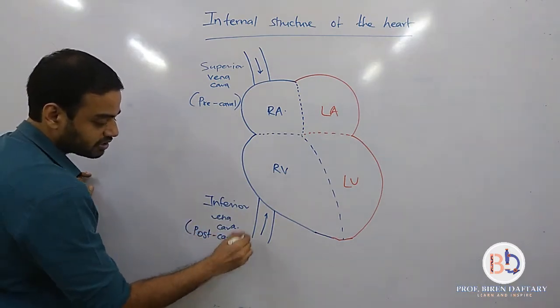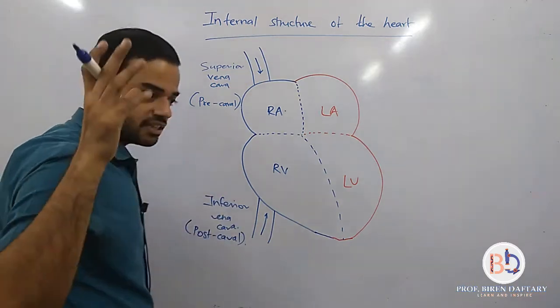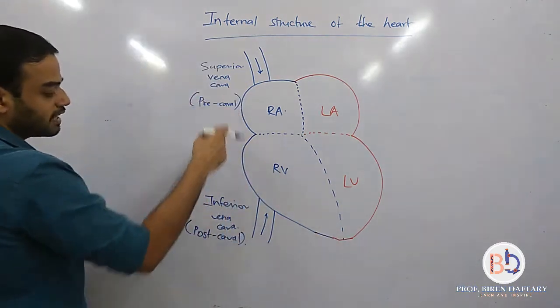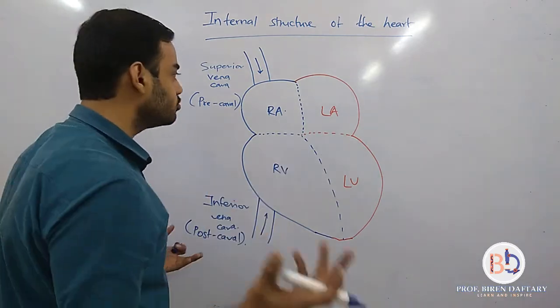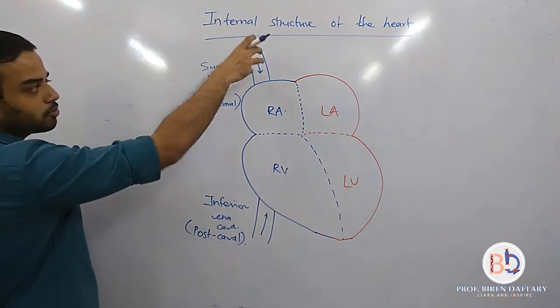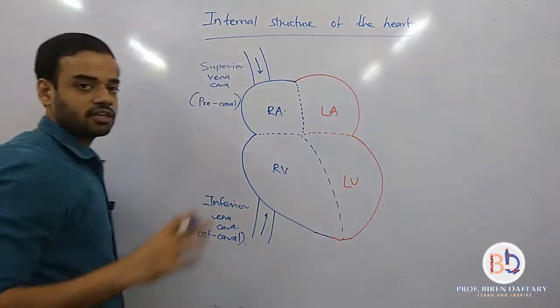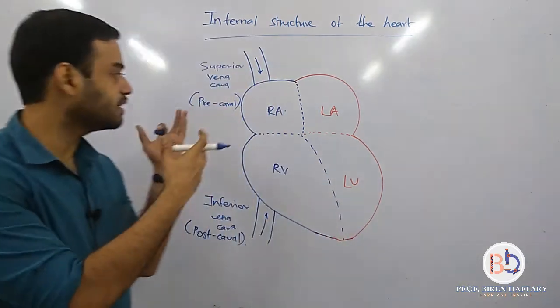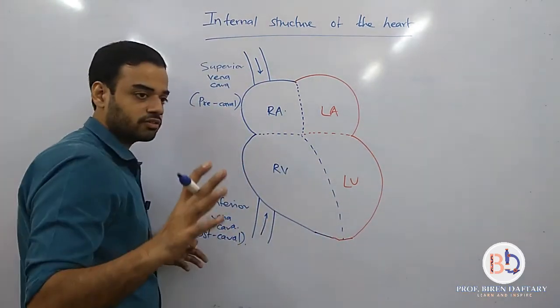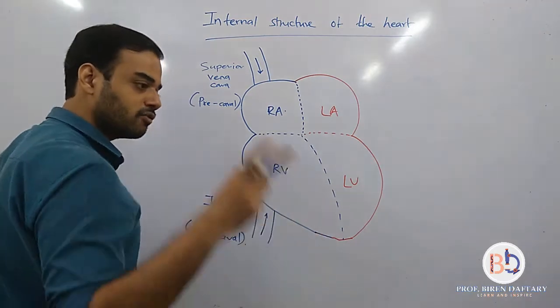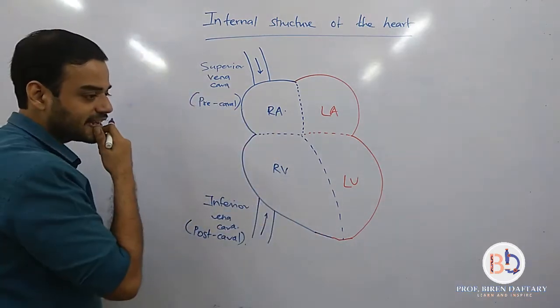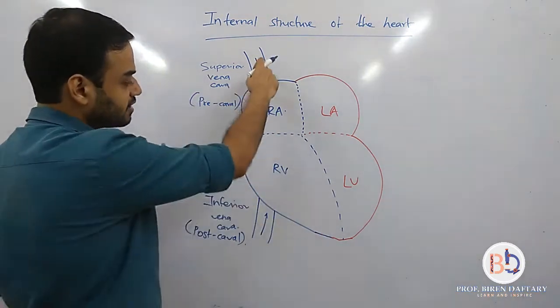See, I am using these words because in your textbook, in the internal structure, they have written precaval and postcaval. So you can use any word. If you want to write about this vein, you can write superior vena cava or you can write down precaval. Similarly, here you can use any of the words. Just remember कि multiple words है एक ही part के लिए. Now, so these are two of the veins.